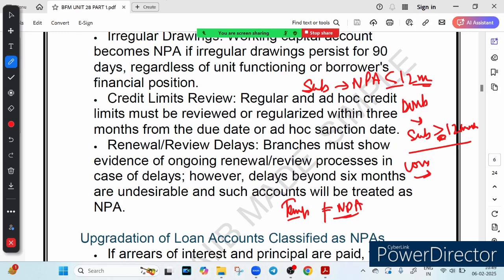Now one question for you, if an NPA remains doubtful for too long, what happens next? Right, please write in the comment section what you think will happen if an NPA remains doubtful for too long.